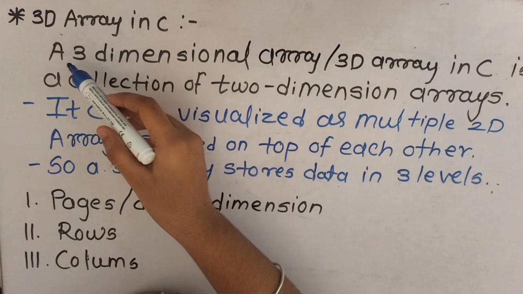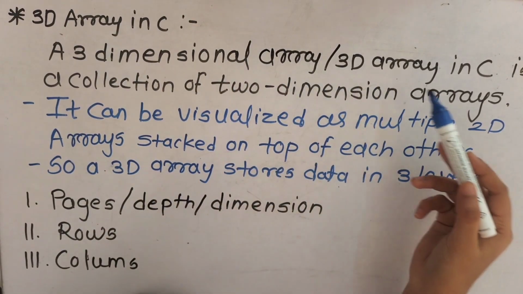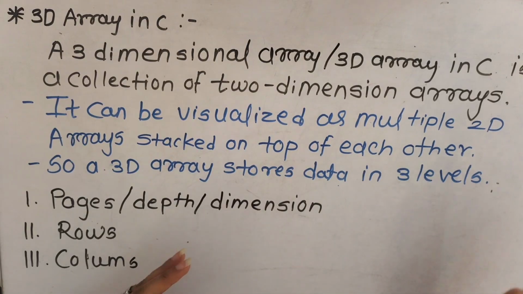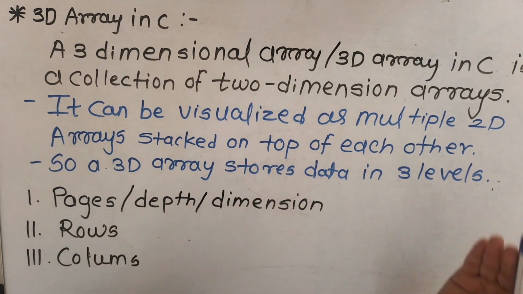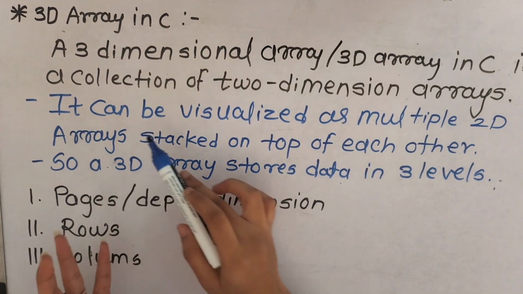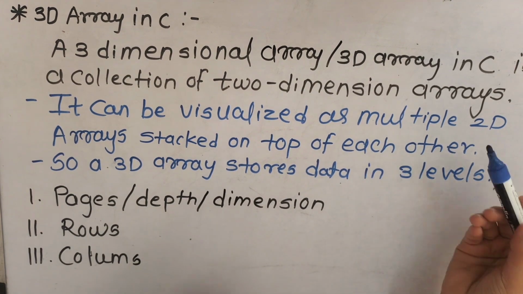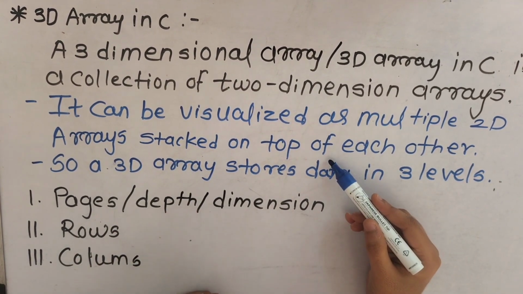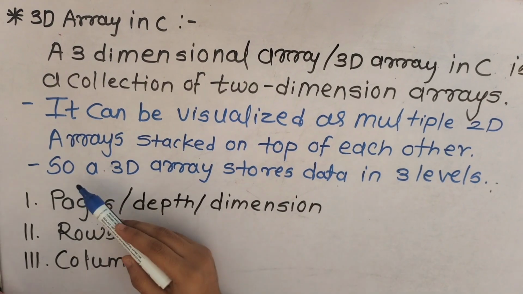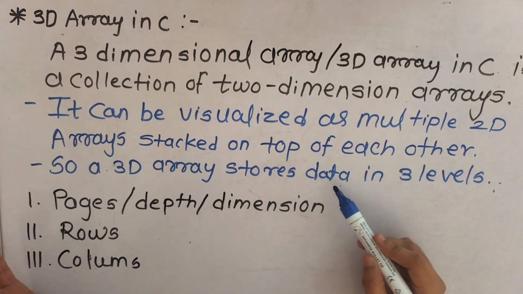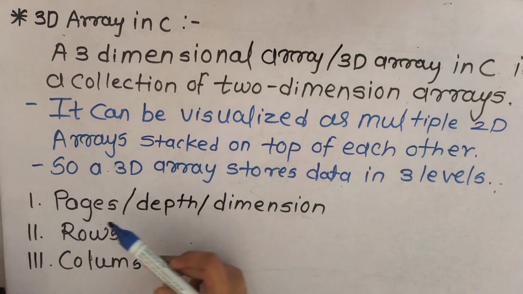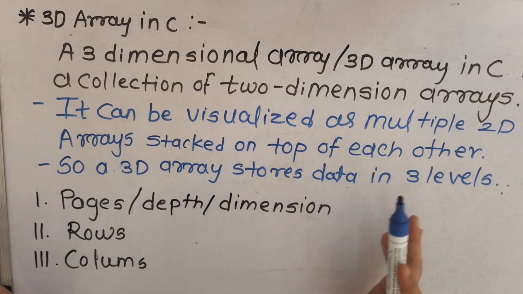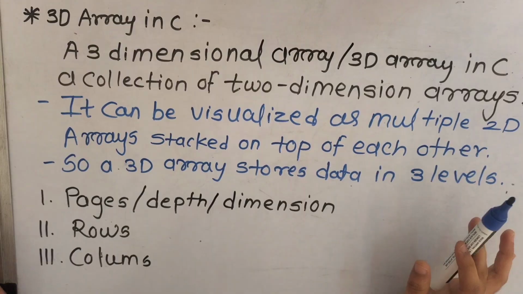A three-dimensional array, also known as a 3D array in C, is a collection of two-dimensional arrays. It can be visualized as multiple 2D arrays stacked on top of each other. A 3D array stores data in three levels: first, pages or depth dimension, second, rows, and third, columns.